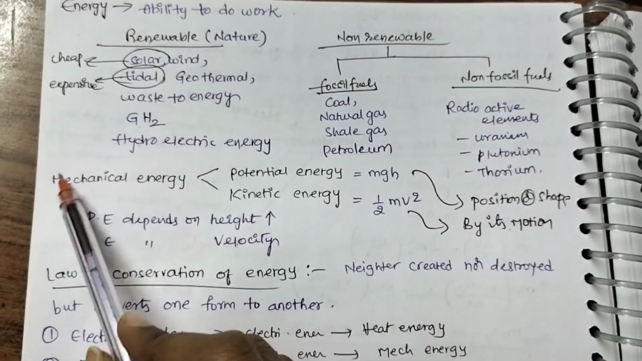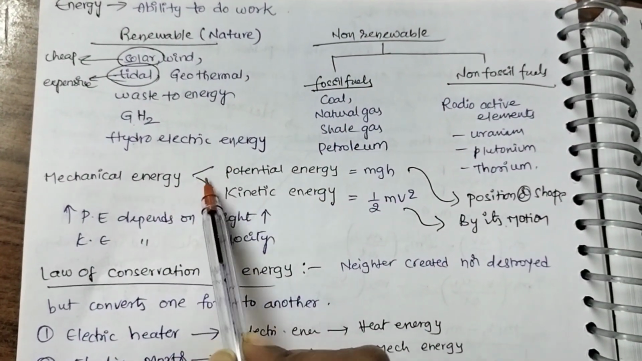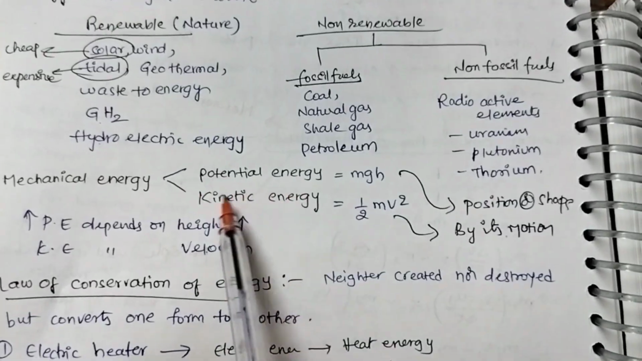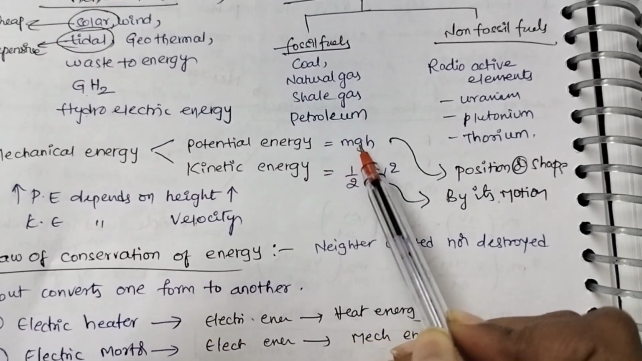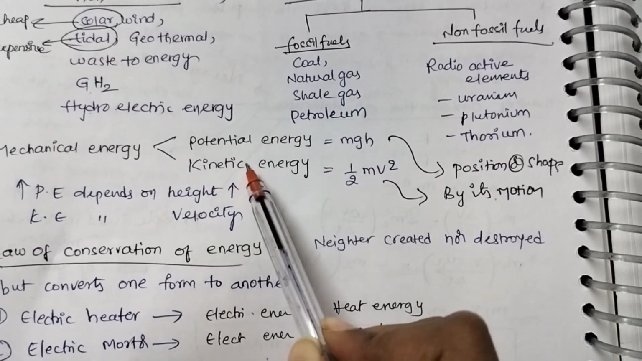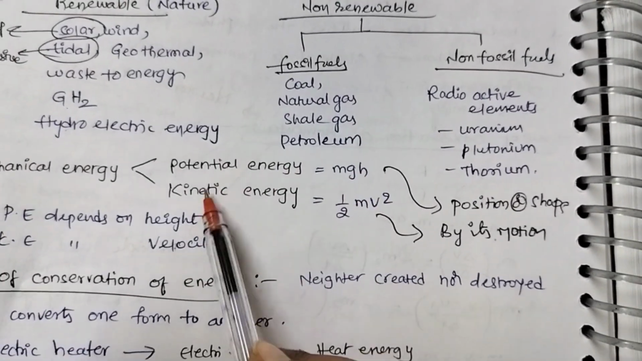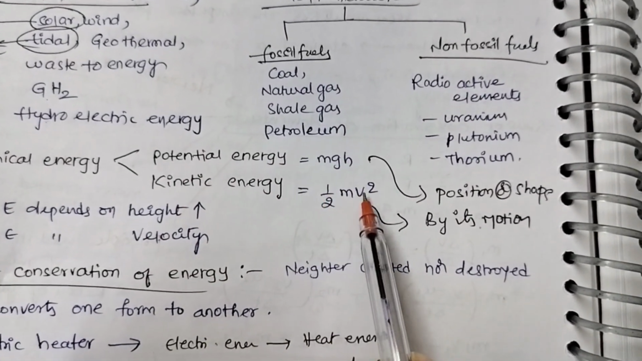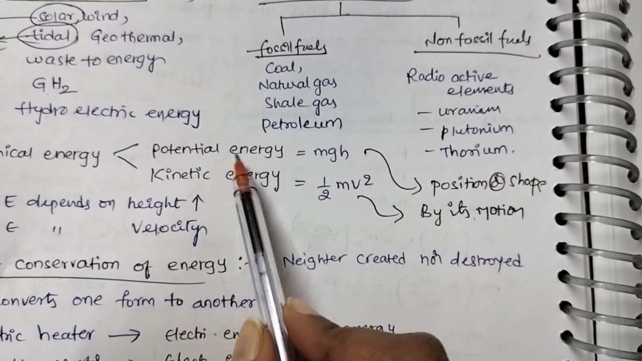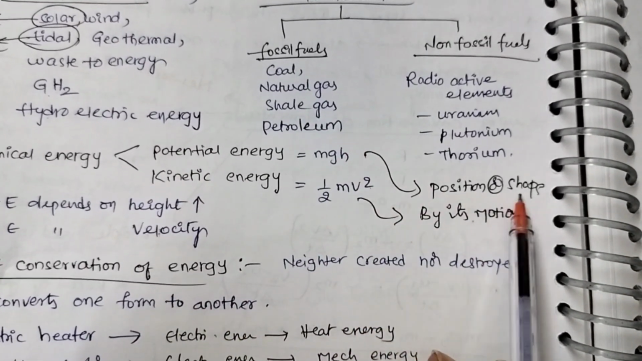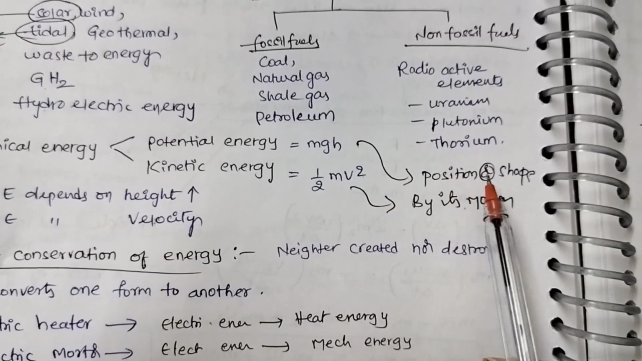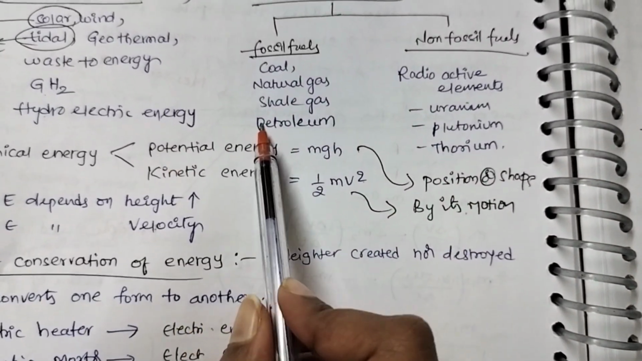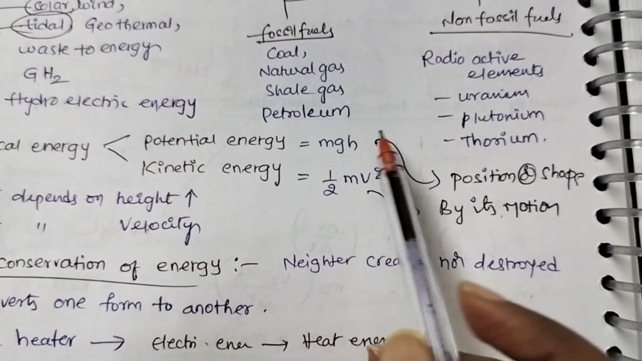Next, mechanical energy. Mechanical energy has two types: potential energy and kinetic energy. Potential energy formula is PE is equal to mgh. Kinetic energy is equal to half mv square. What is potential energy? If we define the energy by its position or shape, then it is called potential energy. PE is equal to mgh.